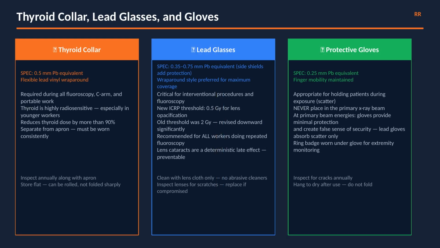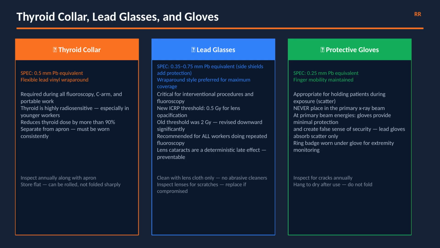3 additional protective items, each with specific requirements. Thyroid collar, 0.5 millimeters lead equivalent. Required during all fluoroscopy, portable, and C-arm work. Reduces thyroid dose by more than 90%. The colloquial rule: if you put on the apron, you put on the collar.